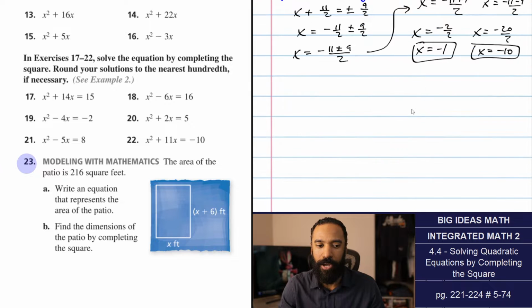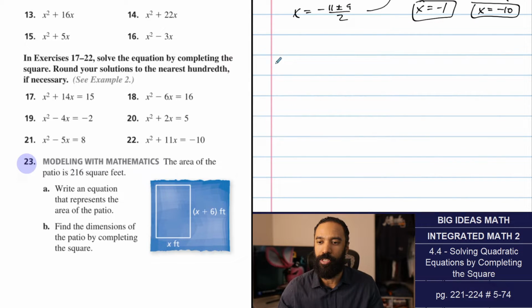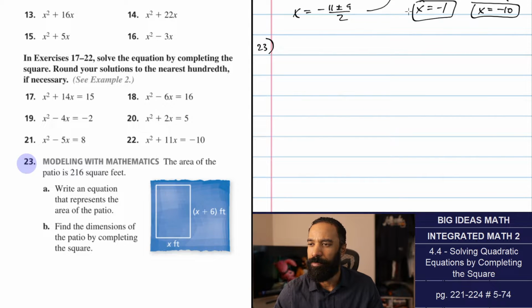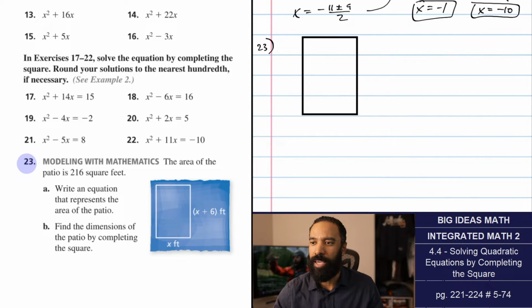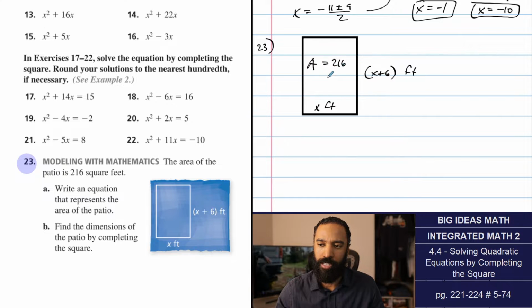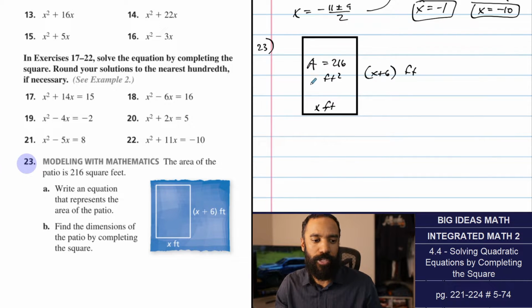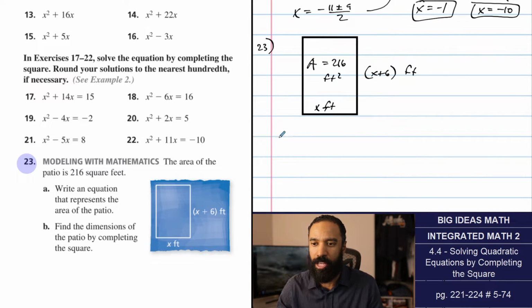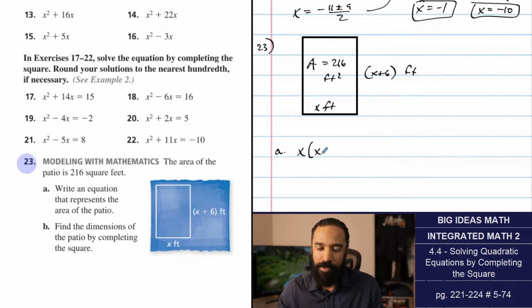The area of a patio is 216 square feet, and we see a representation with that problem where we have a rectangle of width x feet, and length x plus 6 feet, and the area is 216 square feet. Okay. Let's go ahead and do what? Write an equation that represents the patio and find the dimensions of the patio by completing the square. You bet. All right. So the length times width, x times x plus 6 will give us 216.